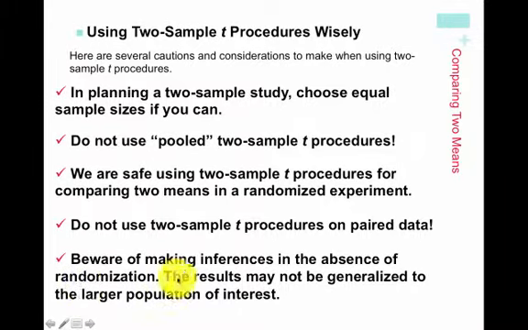And you shouldn't make inferences in the absence of randomization. The results may not be generalized to the larger population of interest. And this is something that probably a lot of statistical studies make an error on. The samples weren't truly random, and so they can't truly be generalized to the population on the whole.